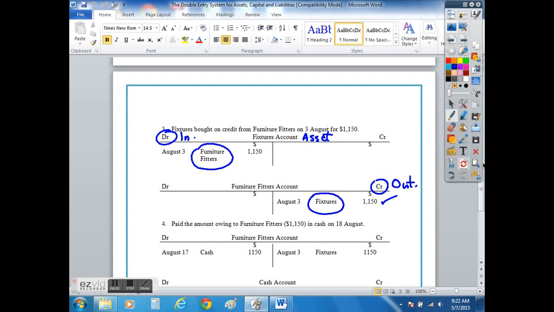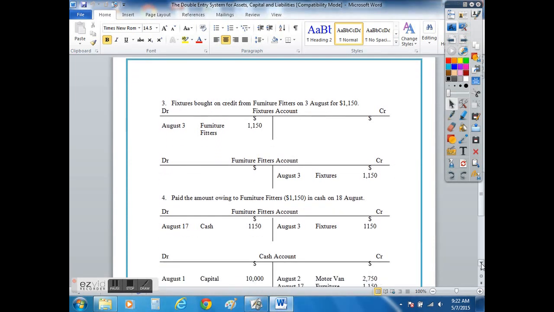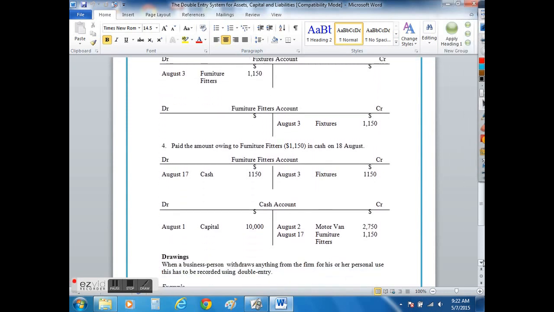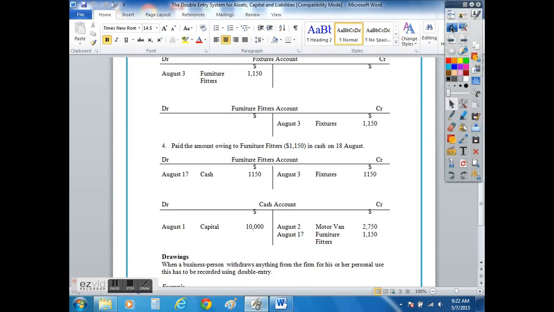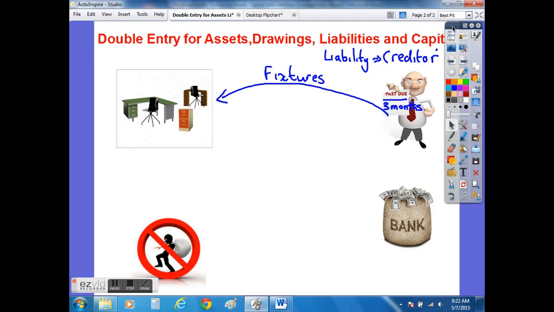The fourth transaction is to do with the actual payment that we are going to make to our creditor. So if we look at the date of the payment, we can see that number 4 in our example here says that we pay $1,150 on the 17th of August to Furniture Fitters to pay off our bill, if you like, or our debt. So in terms of the giving and taking effect, remember that our creditor gave us the fixtures. Now we're going to have to pay back after 3 months the amount that we owe him.